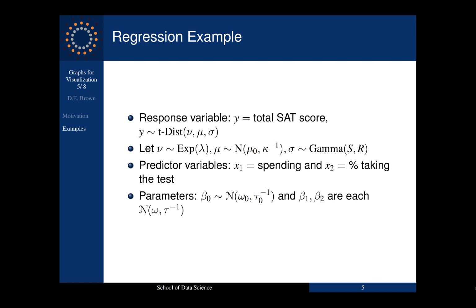Now the regression model has parameters beta naught, beta 1, and beta 2, for beta naught being for the intercept term and beta 1 and beta 2 being on the predictors. So we're going to let beta naught have its own Gaussian distribution with omega naught being its mean and tau naught being its precision. And the two parameters on the predictors are going to have a common Gaussian distribution, which will have a mean of omega and a precision of tau.